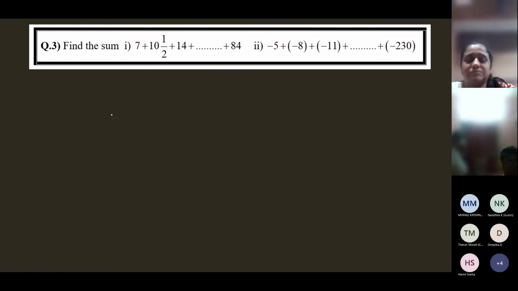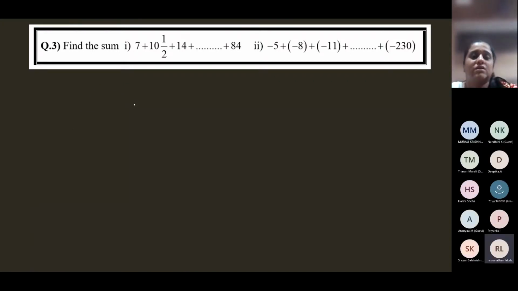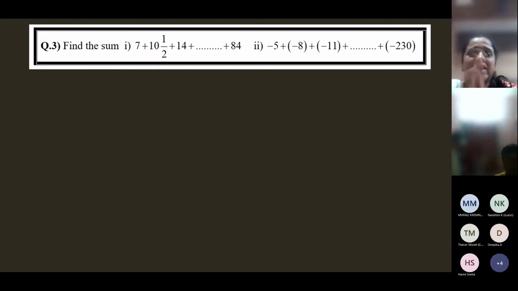Is it clear, children? Yes, ma'am. What are the three values you need to know to work? A, n and d. So if the AP is given, you will automatically have a and d. If you don't know n, whom will you ask? The last term. You should go to the last term and ask the position of the last term.